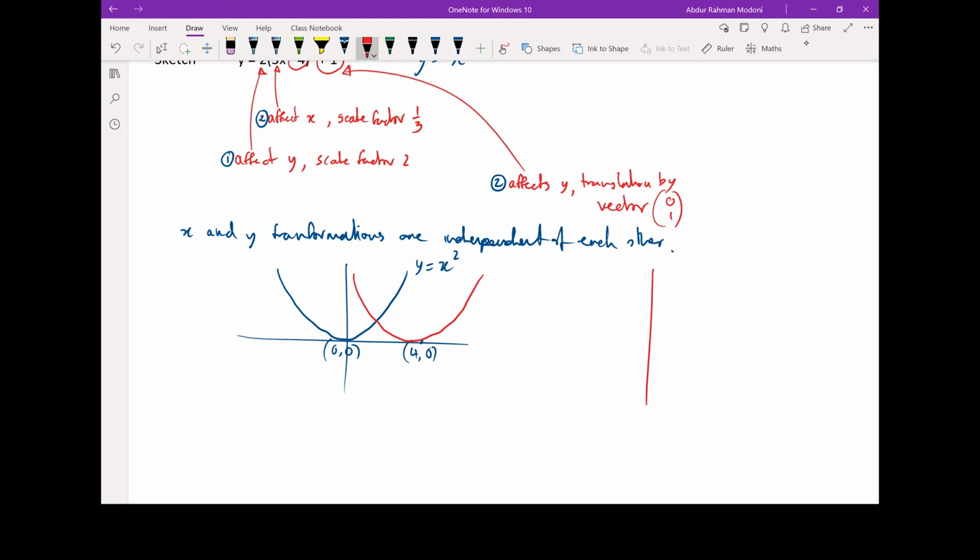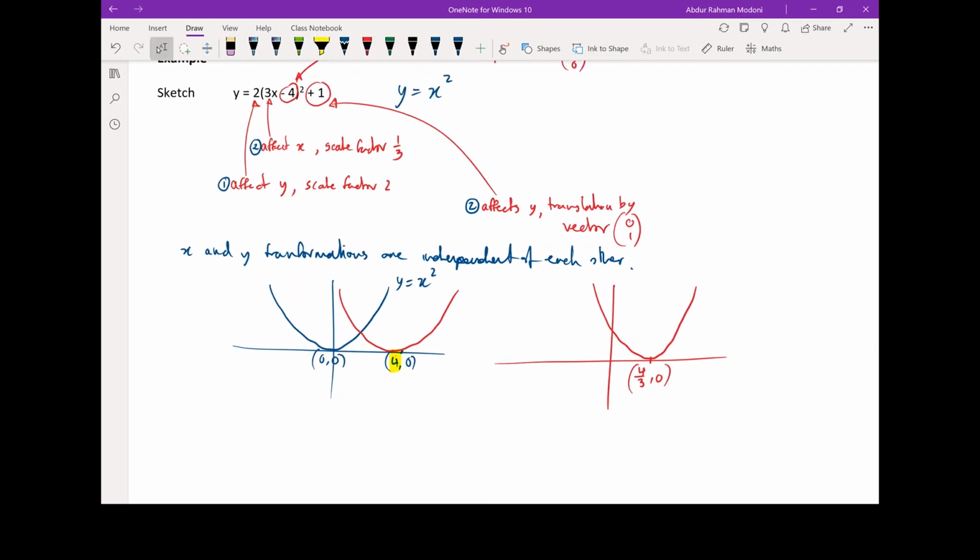If we multiply all the x values by a third, what would that look like? Well, I'm going to draw another set of axes here. That 4 is an x value, so this will get multiplied by a third and it would become 4/3. So that becomes (4/3, 0). It would look something like that. Just make it a bit symmetrical. So we've applied the x transformations there. Now I'm going to apply the y transformations. So the y transformations is scale factor of 2 first of all. It's going to be timesing by 2.